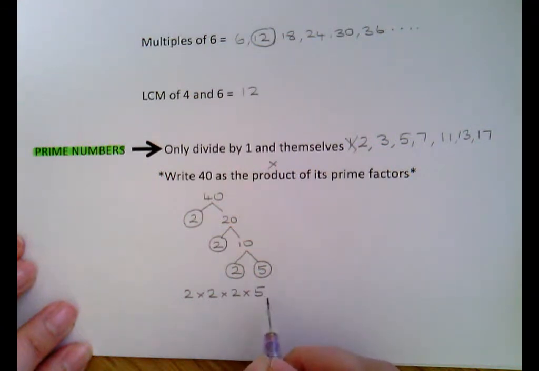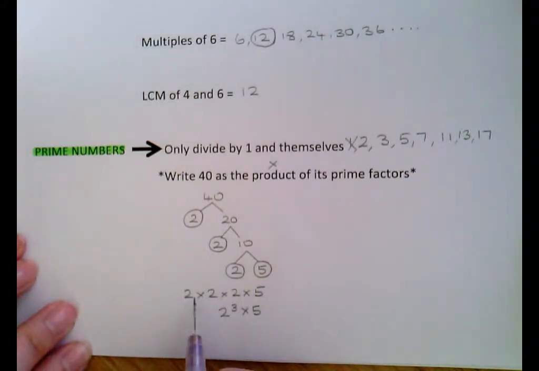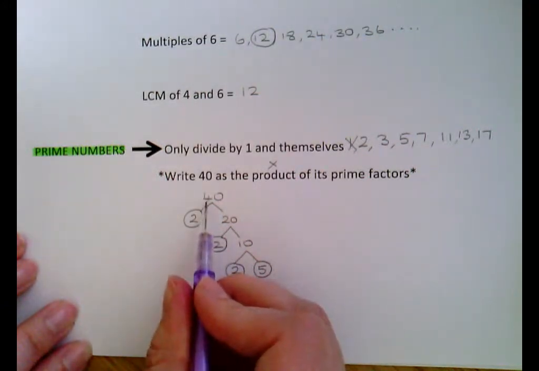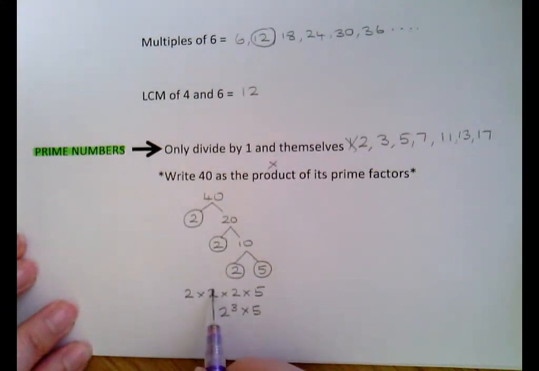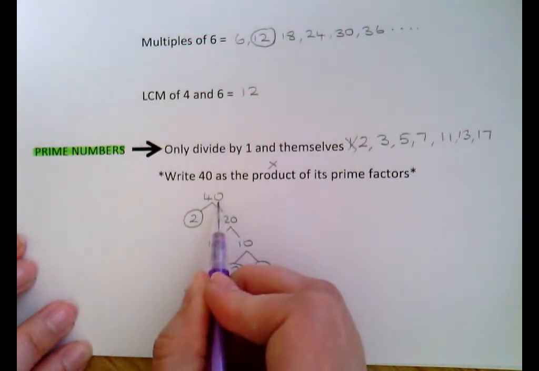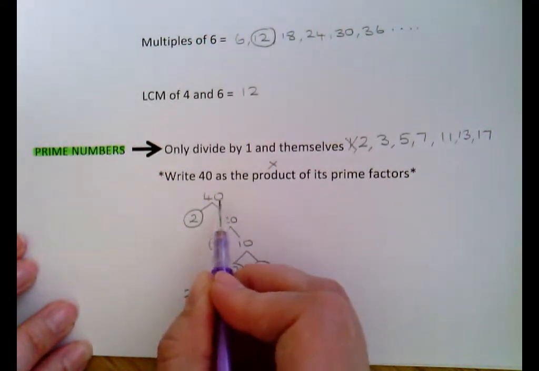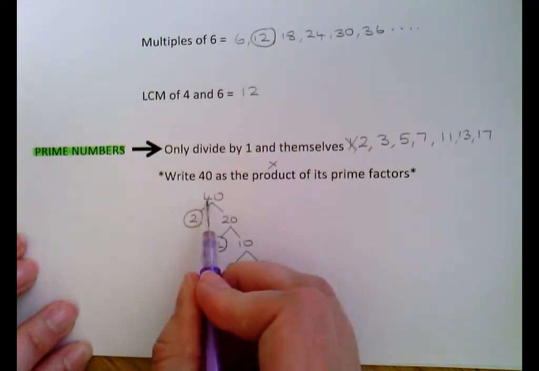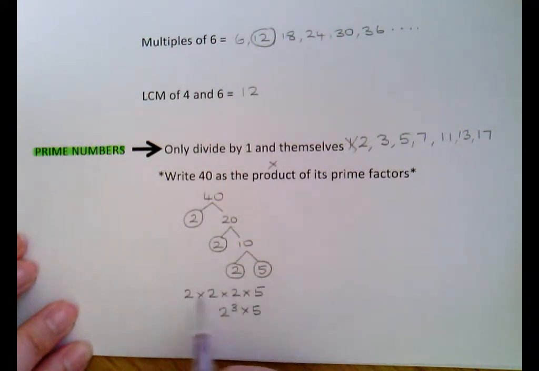And if you're asked to give your answer in index form, that means you just write 2 times 2 times 2 shorter. You write it as 2 cubed times 5. You don't actually multiply these back out again, because if you did, you would get back to 40. So 2 times 2 is 4, times 2 is 8, times 5 gets you back up to 40. That's the whole point of the question. You're writing 40 in a different way. You're writing it as the product of these prime factors.